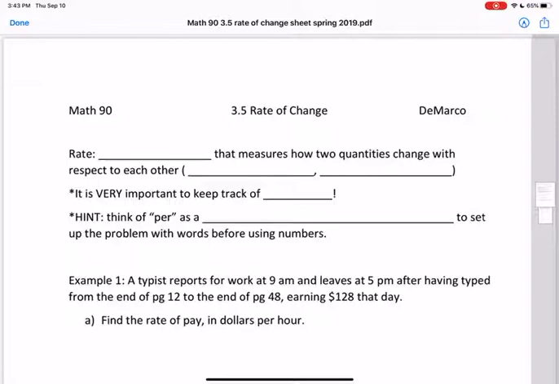Okay, so here's what's going on: we're talking about rates again. So we have a rate, which we already know, is a ratio that measures how two quantities change with respect to each other. Again, our applications or story problems.